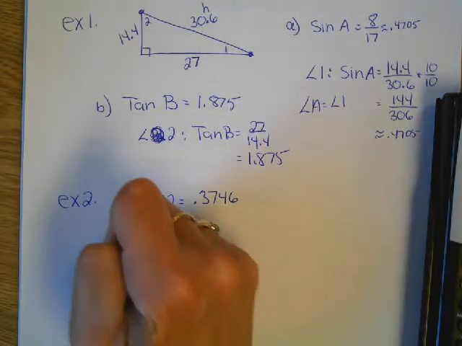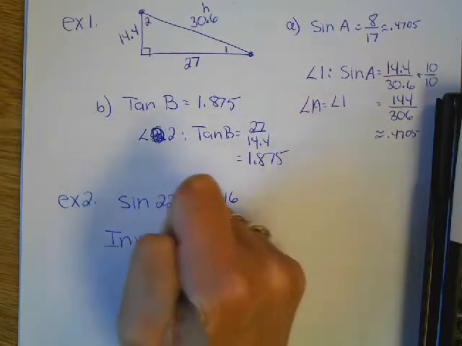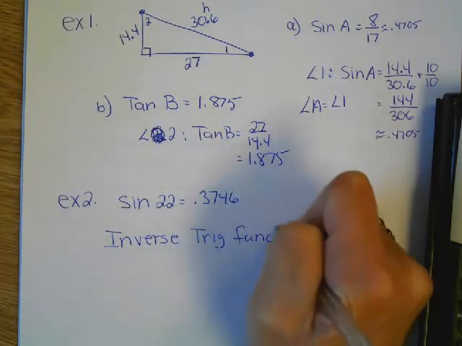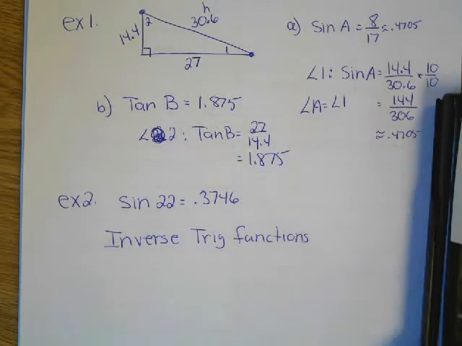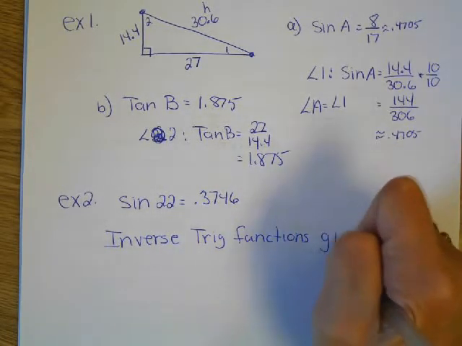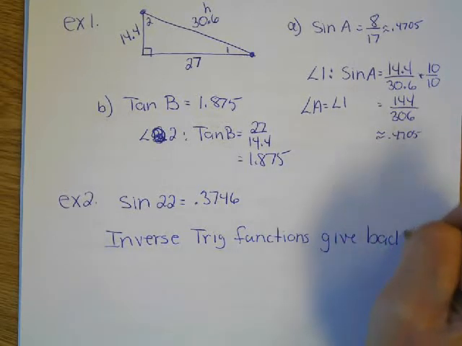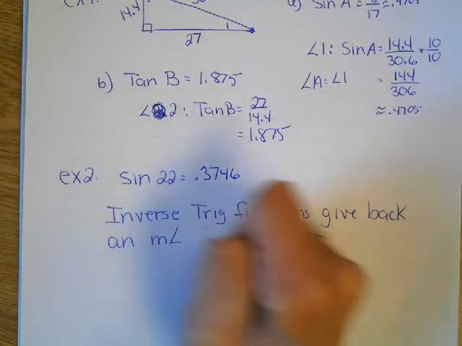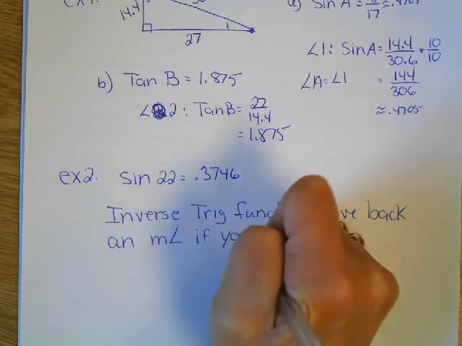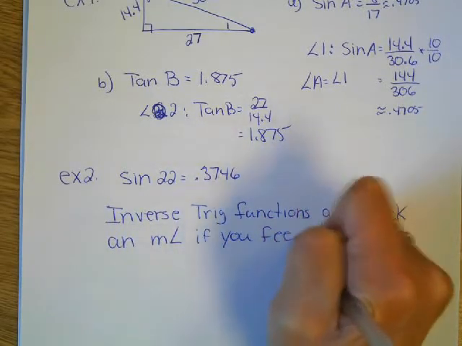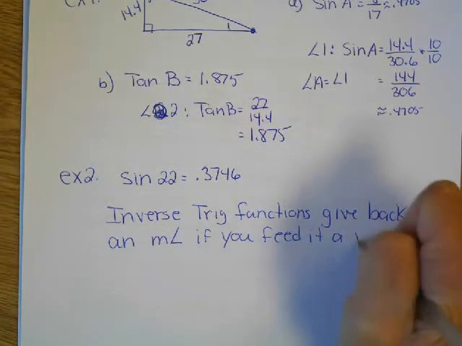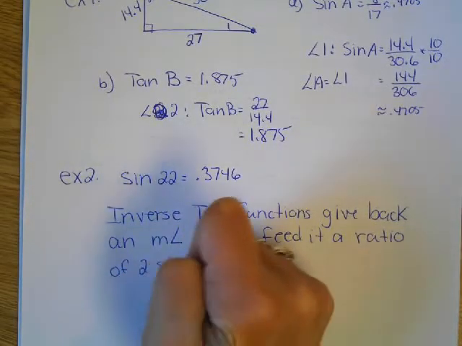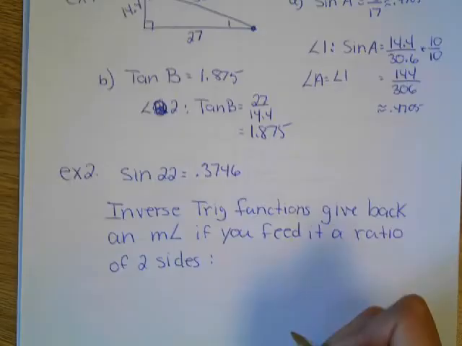So, the inverse trig functions give back an angle measure if you feed it a ratio of two sides. That ratio could be a fraction or a decimal.